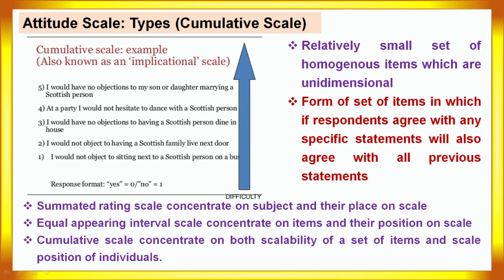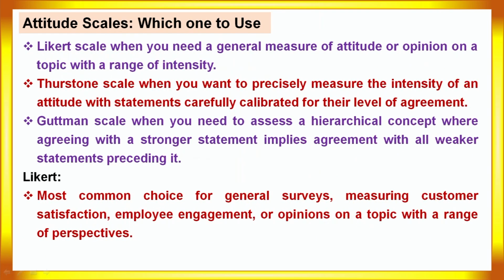Now the summated rating scale basically concentrates on the subject and their place on the scale. Where we come to the Thurstone scale, or equal appearing interval scale, they mainly concentrate on the items and their position on the whole scale. In case of the cumulative scale, they concentrate on both the scalability of the set of items, that means item weightage, and the scale position of the individual. I already told this when we started this discussion, in the three broad approaches of scale construction.